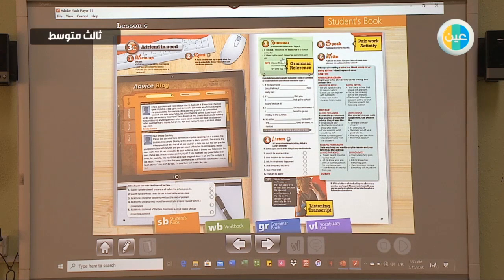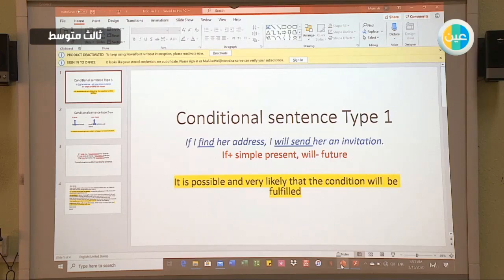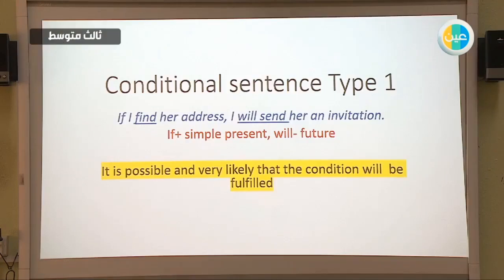We're going to take grammar, then we'll move to the writing part. Before we take the grammar, we're going to make a quick revision for the conditional sentences that you took previously. I'm sure that you all know the conditional sentence type 1. Let's make a quick revision for it.